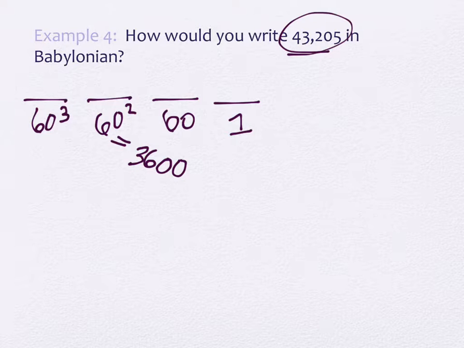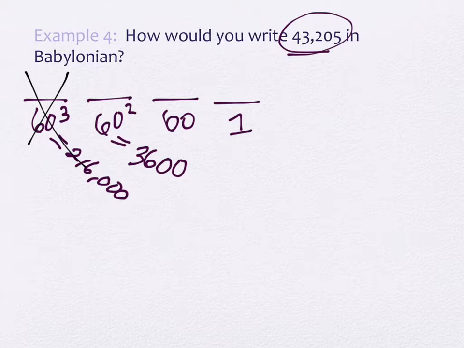What is 60 cubed? 216,000, and that is bigger than the number that we are given, correct? Our number is only 43,000. So I don't need to worry about any other powers of 60 because 60 cubed is already too big. So far, so good? My numeral on this number will have 3 place values. It will have a 60 squared place, a 60s place, and a 1s place.